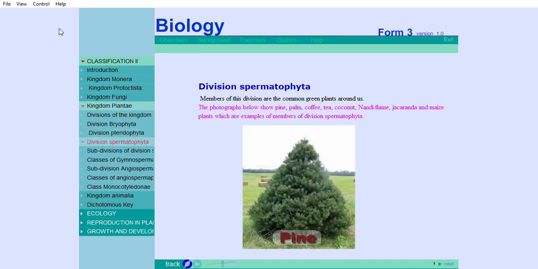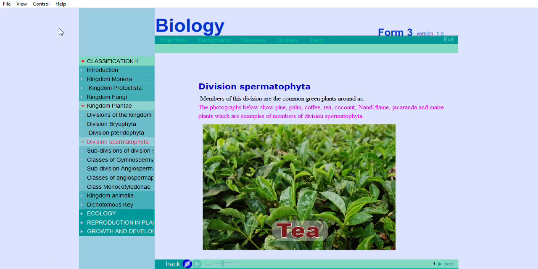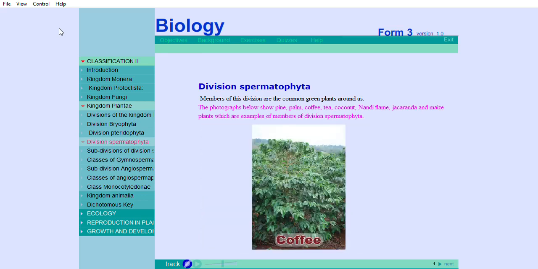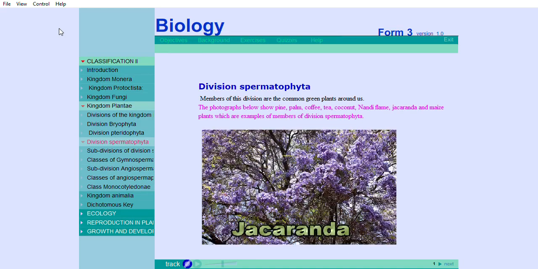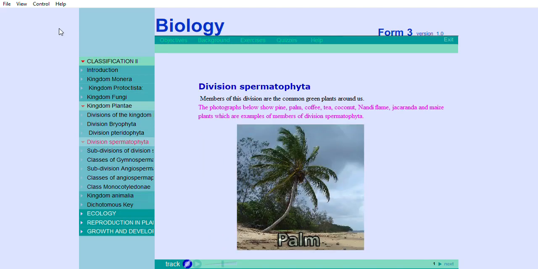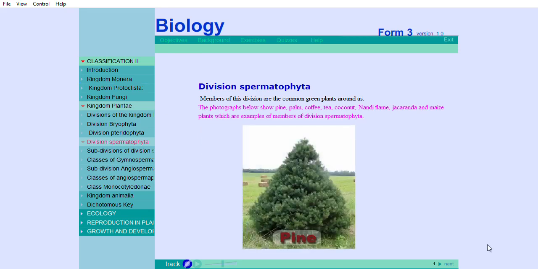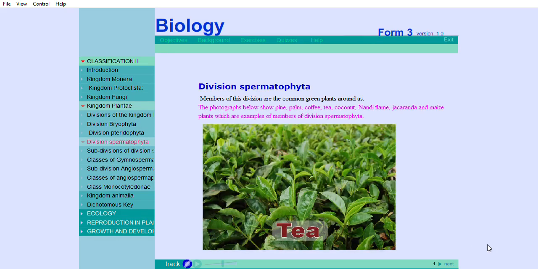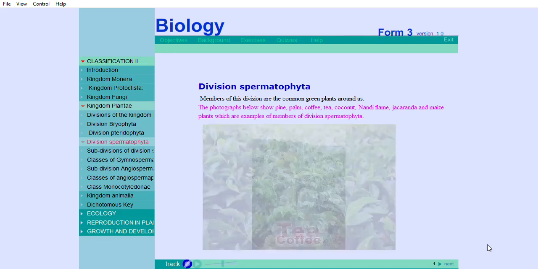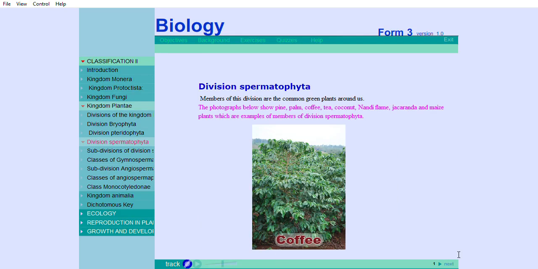Division Spermatophyta. This division falls under the kingdom Plantae. Members of this division are common green plants around us. The photographs below show pine, palm, coffee, tea, coconut, nandiflame, jacaranda, and maize plants, which are examples of members of division Spermatophyta.